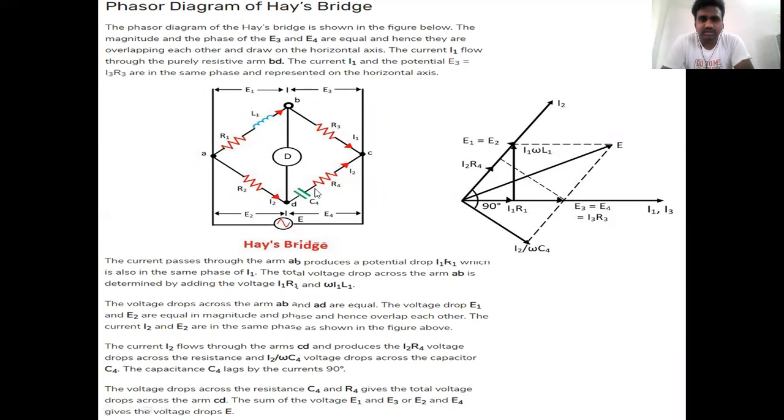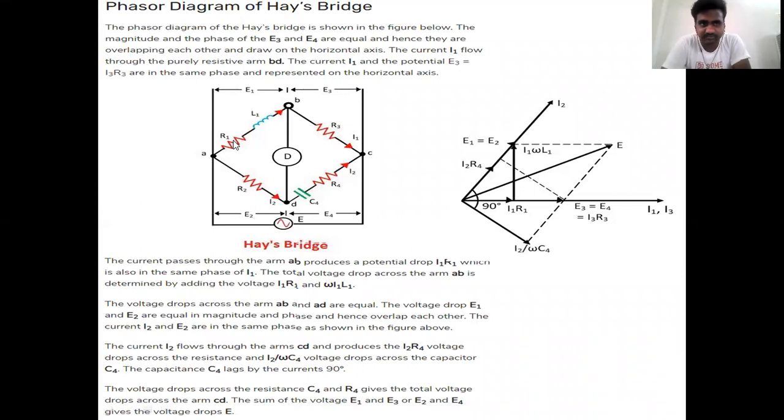At what particular instant can we say the bridge is in balanced condition? If the potential drop E1 is equal to E3 and the potential drop E2 is equal to E4, that is one condition. At that condition, the detector will show null deflection. Another is if the current I1 is equal to I2 and I3 is equal to I4. At that instant also, the detector will show null deflection and the bridge is balanced. We have solved the bridge balance expression and calculated the unknown inductance and resistance.